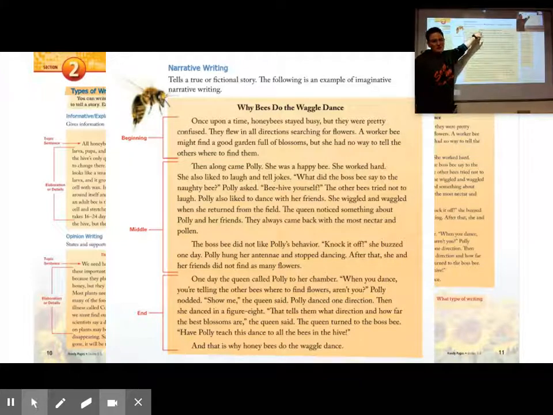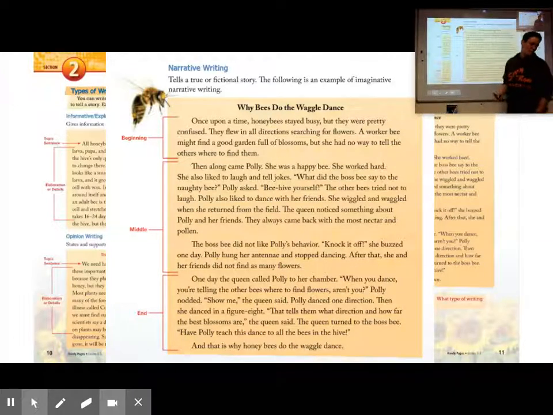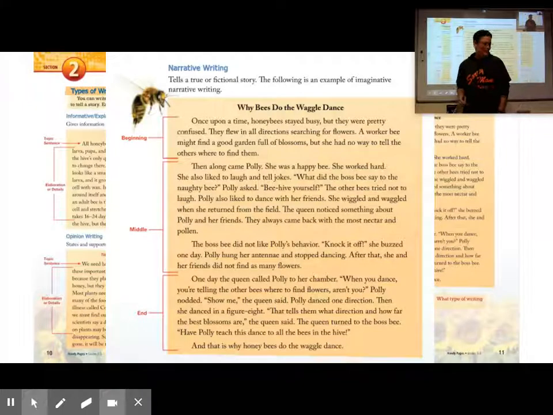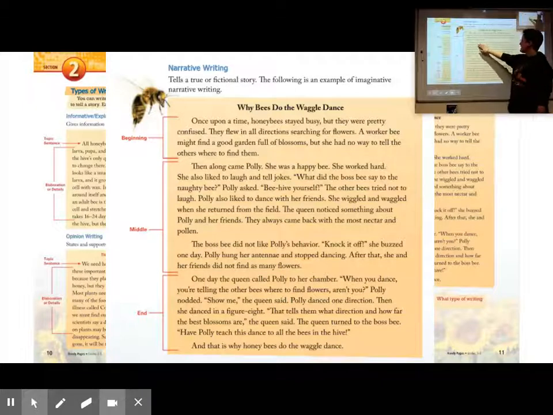Why do bees do the waggle dance? Once upon a time, honeybees stayed busy, but they were pretty confused. They flew in all directions, searching for flowers. A worker bee might find a good garden full of blossoms, but she had no way to tell the others where to find them. Then along came Polly. She was a happy bee. She worked hard. She also liked to laugh and tell jokes.